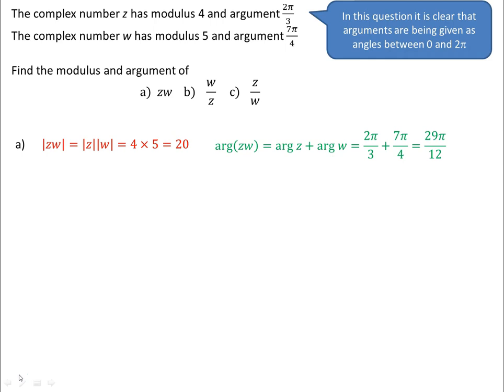Now 29 pi by 12 is more than 2 pi. So what we've got to do is think of 29 pi by 12 as being 2 pi plus an extra 5 pi by 12. And we can forget all about the 2 pi and say that that simplifies to an argument of 5 pi by 12, which is within the range of values that we're looking for.